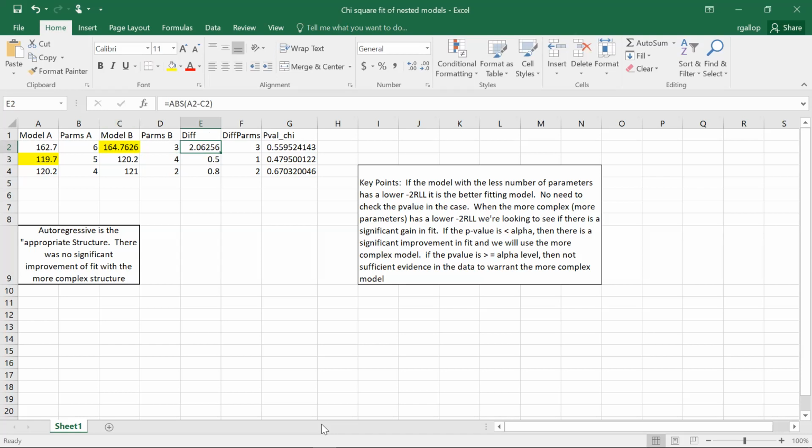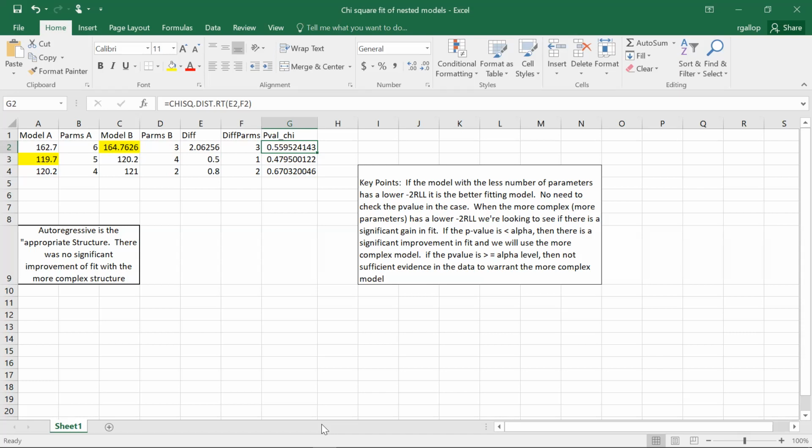So this is the difference in the parameters and the respective p-value. This is saying to us, if the model with the smaller number of parameters has a lower -2 restricted log likelihood, it is better fitting. No need to check the p-values in this case. When there's more complexity, more parameters, having a lower -2 restricted log likelihood, we're looking to see if there is a significant gain in fit.